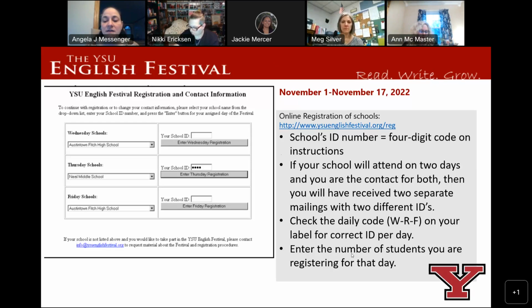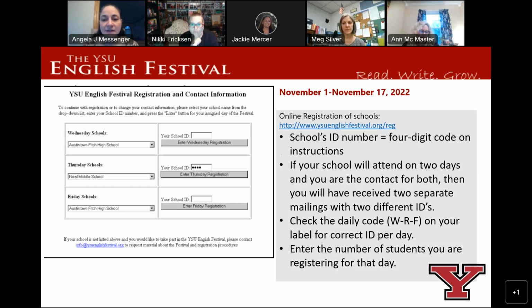Again, if you are Cheney High School, for instance, and Cheney is bringing students on a Thursday or Friday for their freshmen, and then they're bringing students on Wednesday, they're going to have 2 separate IDs. The same thing applies if there's a middle school in your district, right? Any school, any day is going to have a different ID.